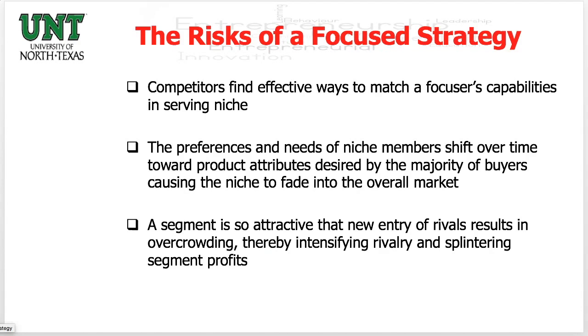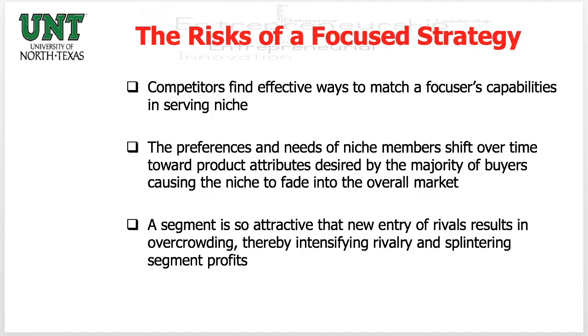All right, the risk of a focus strategy is not all smooth sailing. Competitors find efficient ways to match the focuser's capabilities in serving the niche. So a smaller company is doing its own thing. The larger company is going to take notice of that, and they're going to try to get into that market as well. Dyson was a much smaller company and offered its vacuum. Well, it wasn't very long until Hoover and all the bigger companies said, hey, we're going to offer the same thing. We're going to get into that exact same market.